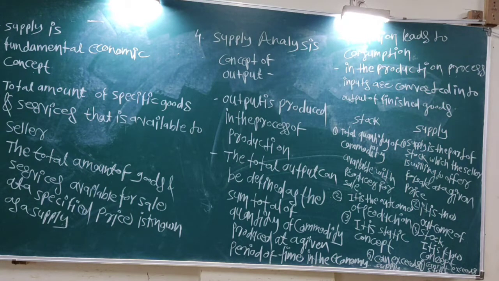Like demand analysis, we also study here what is individual supply, what is market supply, what is the law of supply, what are the determinants of supply. First of all, supply, like demand, is also a fundamental economic concept. The total amount of specific goods and services that is available to the seller for selling, that is supply. The total amount of goods and services available for sale at a specified price is known as supply.